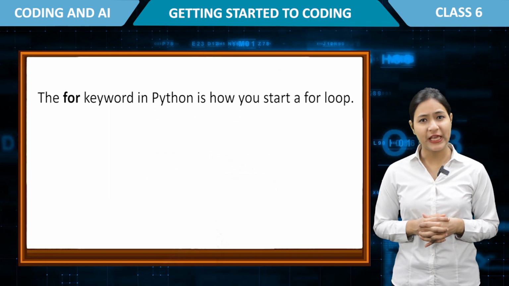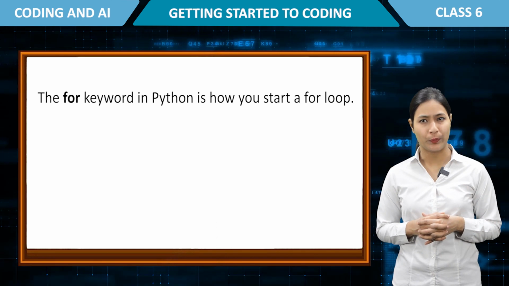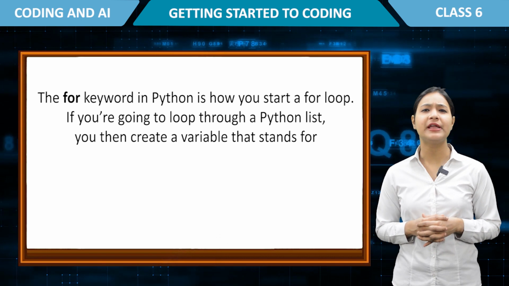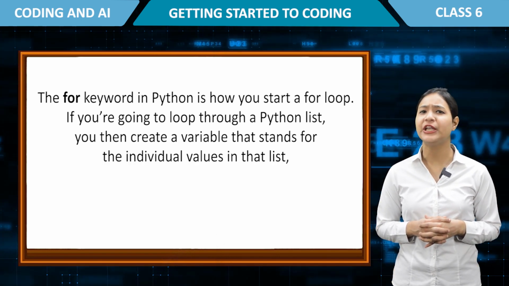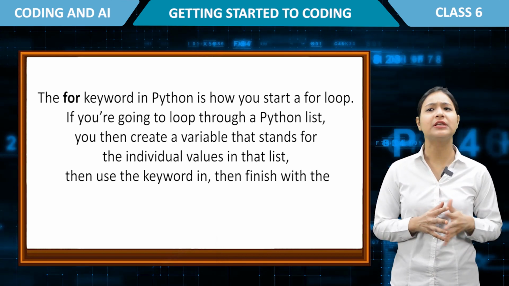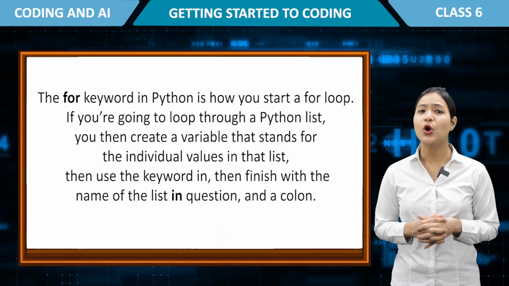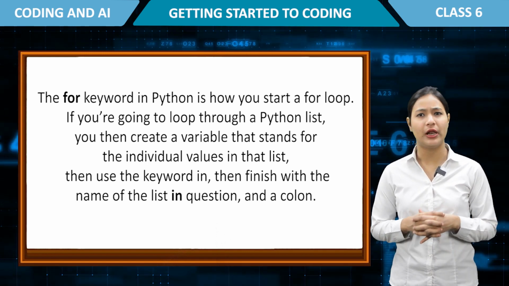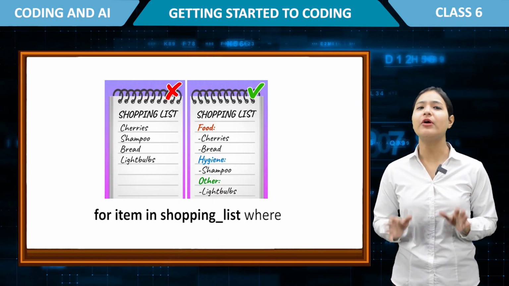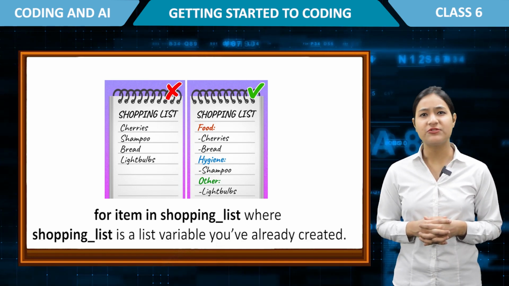The for keyword in Python is how you start a for loop. If you are going to loop through a Python list, you then create a variable that stands for the individual values in that list. Then use the keyword in. Then finish with the name of the list in question and a colon. So you will end with something like for item in shopping list, where shopping list is a list variable you have already created.